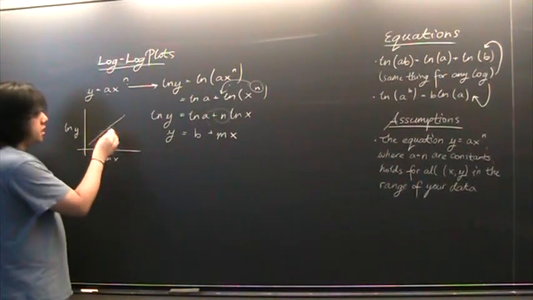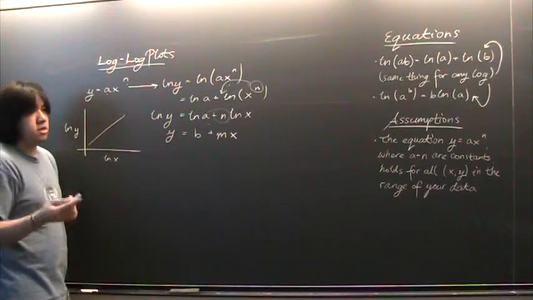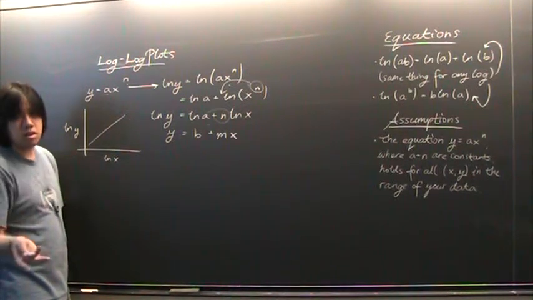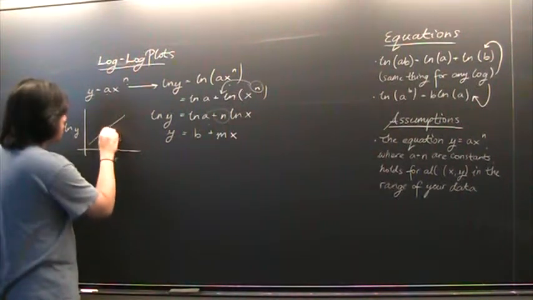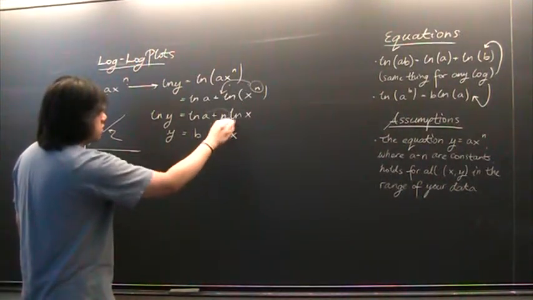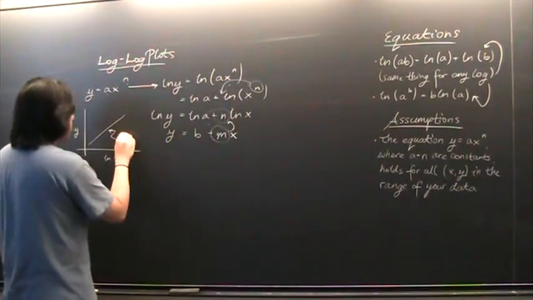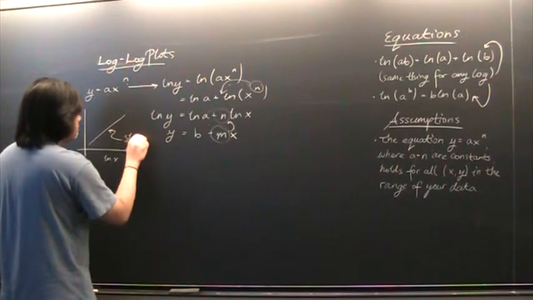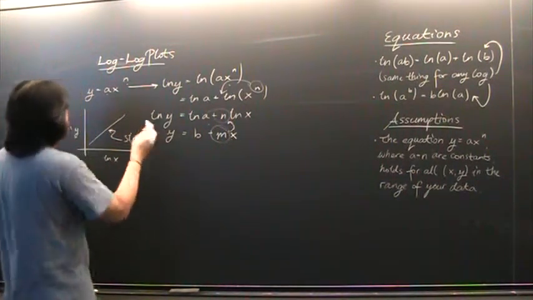And this line of best fit, you can just find out using Excel or some other tool, even your graphing calculator. And the slope of this line will be this value, which corresponds to n. So the slope is n, the exponent up here.